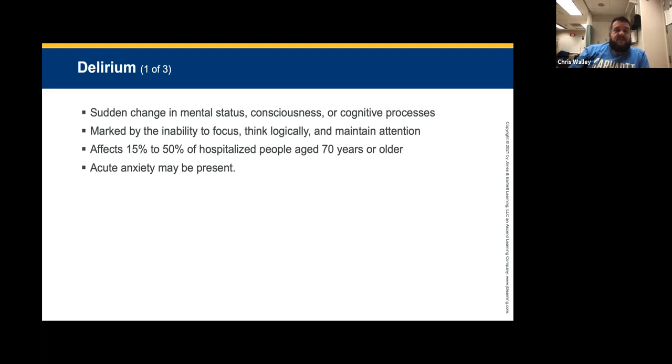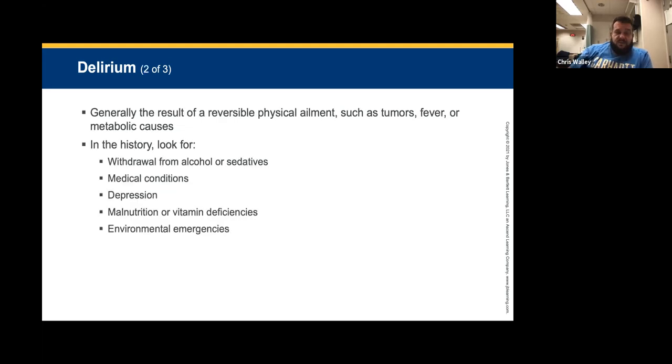This affects 15 to 50% of hospitalized people 70 years or older. That's just sad. It really is. It is usually the result of a reversible physical ailment, such as tremors or fever or a metabolic cause. It's important things to look for in the history.